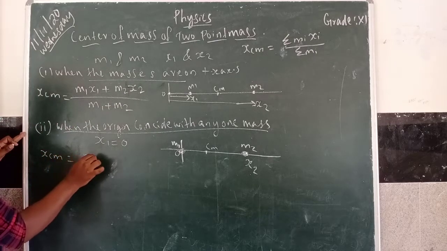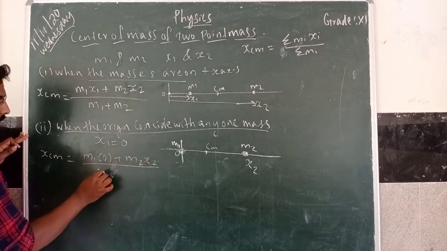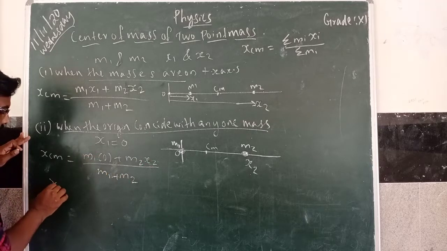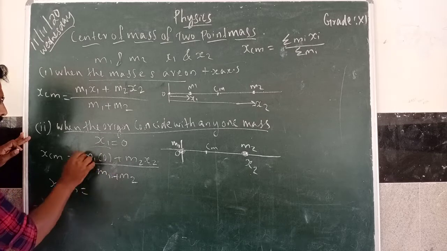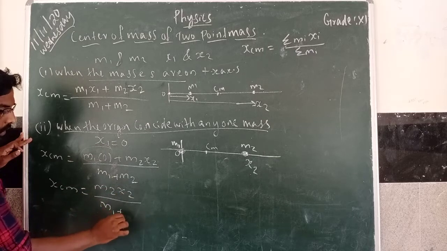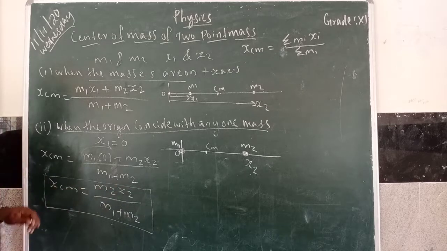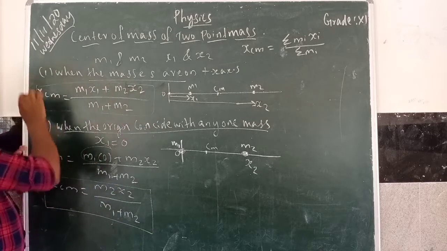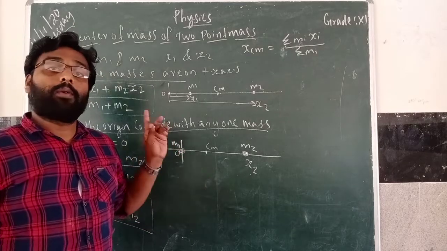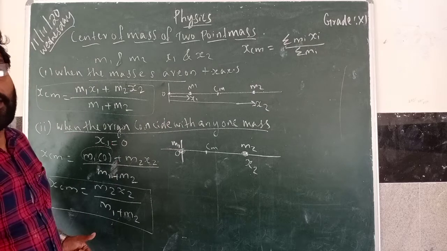xcm is equal to m1 into 0 plus m2 x2 divided by m1 plus m2. m1 into 0 is 0. So xcm is equal to, this term becomes 0, m2 x2 by m1 plus m2. This is another way you can find the center of mass when a mass is at the origin. Any one mass is kept at the origin, then you can use this formula to find the center of mass.